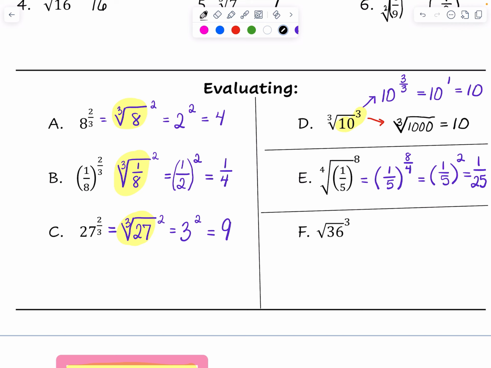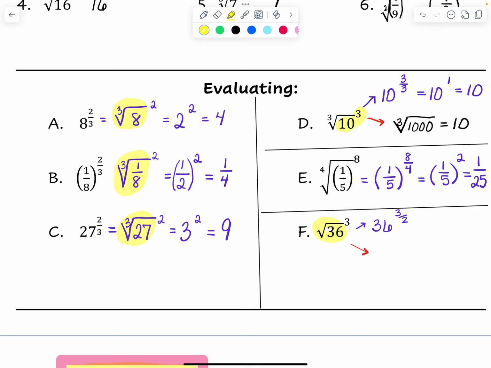Okay? All right, so on letter F. First, let's look at it. What if I convert it to a rational? So I would have this 36 to the 3/2 power. And I may not know that. So if I don't know that, I might be like, that's not going to work. Let's try something else.